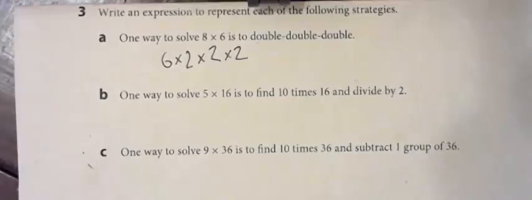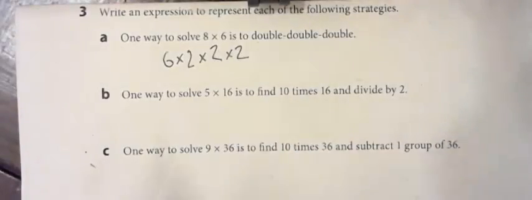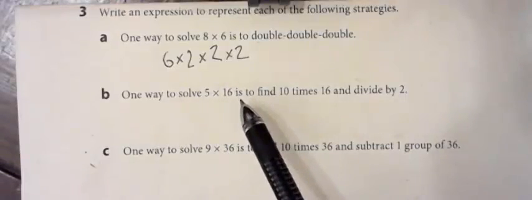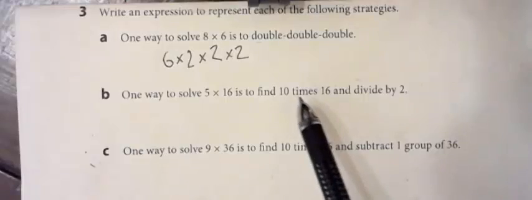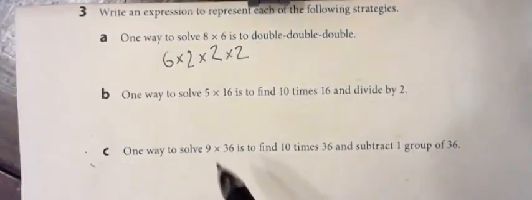You don't even have to figure it out. You just need to be able to read through there. So it's a number sentence without an answer, this idea of this kind of expression. So we're just saying that 6 times 2 times 2 times 2 is the same thing as 8 times 6. So that's what it's asking you to do. So here on B, one way to solve 5 times 16 is to find 10 times 16 and divide by 2. So we're just kind of reading that sentence and writing it as an expression.